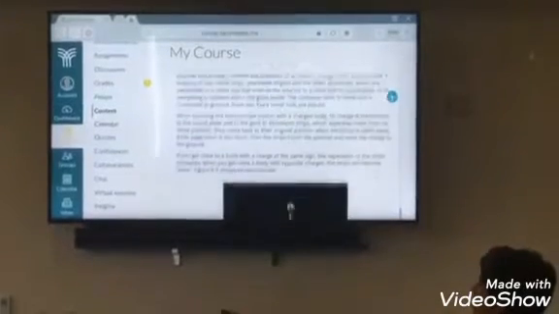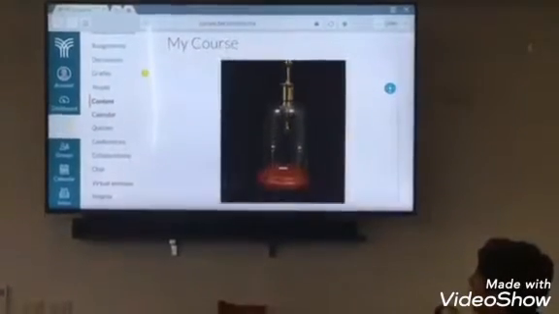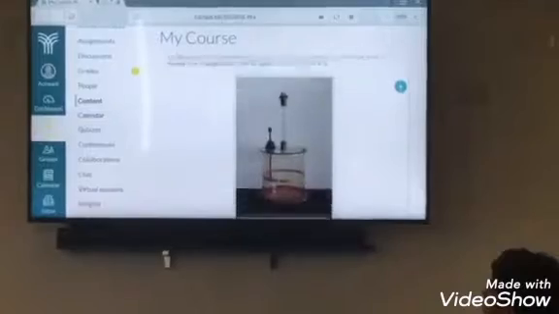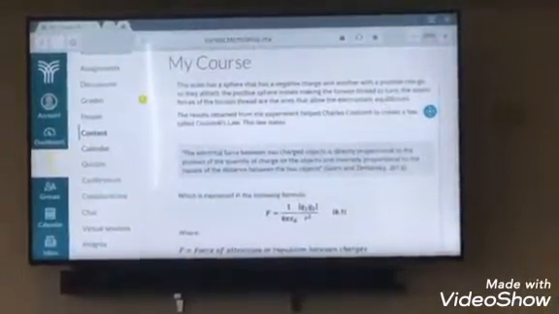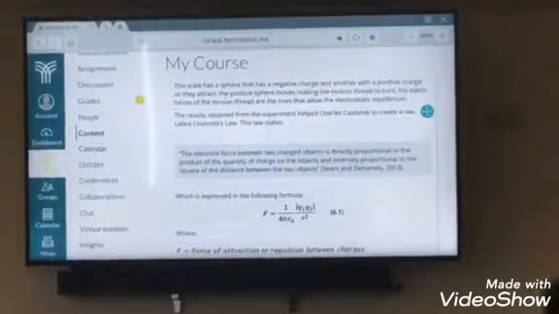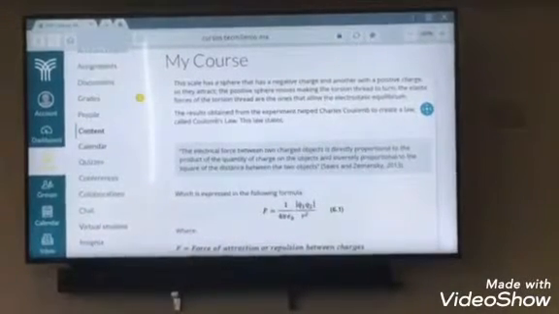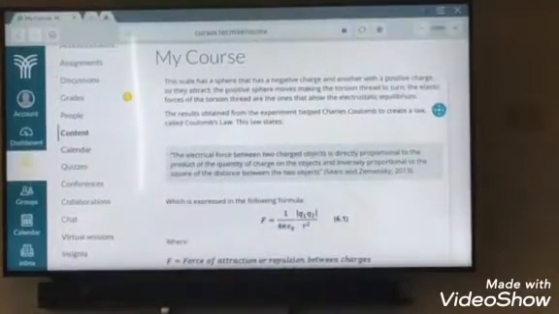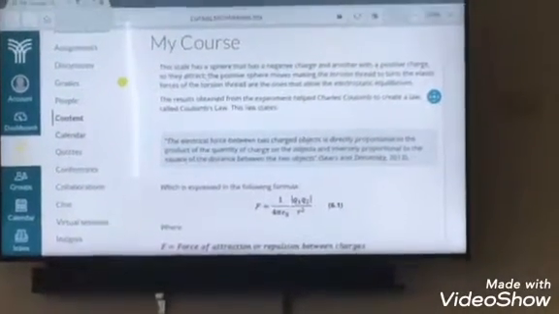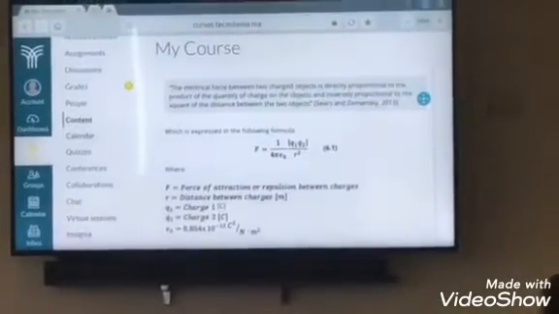Then we pass to Coulomb's law. Coulomb's law states that the electrical force between two charged objects is directly proportional to the product of the quantity of charge on the objects and inversely proportional to the square of the distance between the two objects. Here we have the formula expressed.